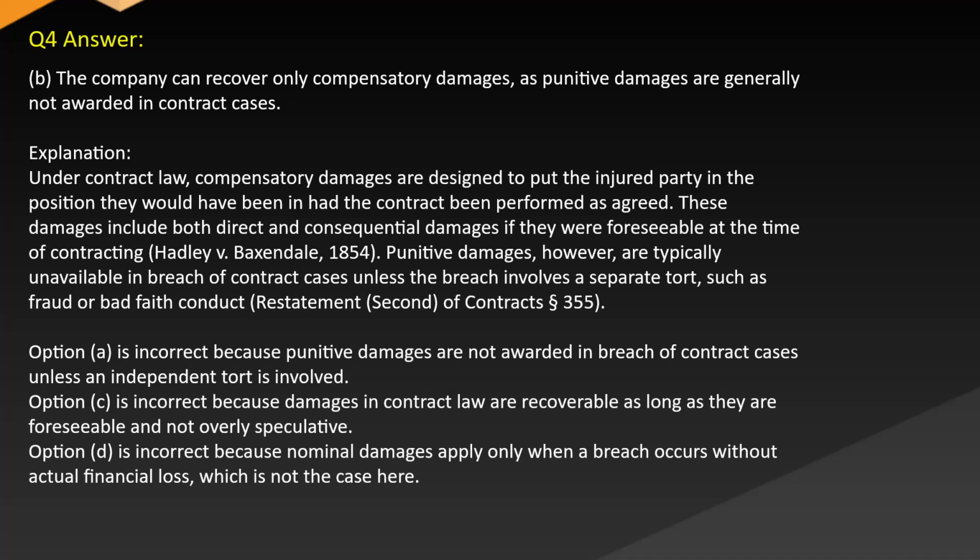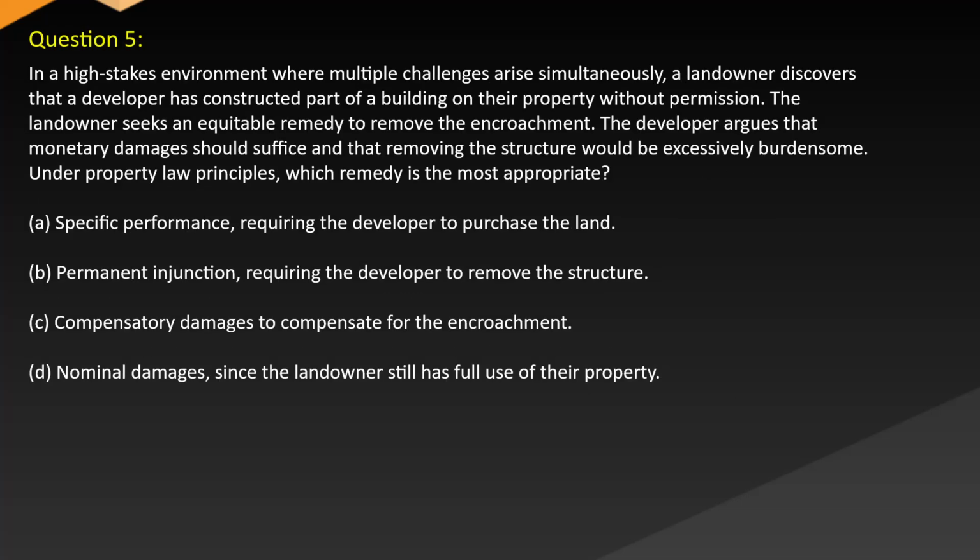Restatement (Second) of Contracts § 355. Option A is incorrect because punitive damages are not awarded in breach of contract cases unless an independent tort is involved. Option C is incorrect because damages in contract law are recoverable as long as they are foreseeable and not overly speculative. Option D is incorrect because nominal damages apply only when breach occurs without actual financial loss, which is not the case here.